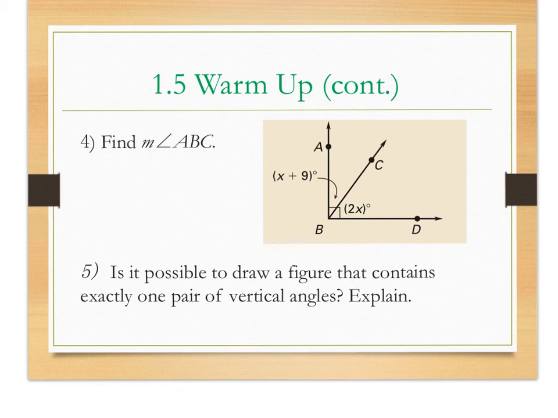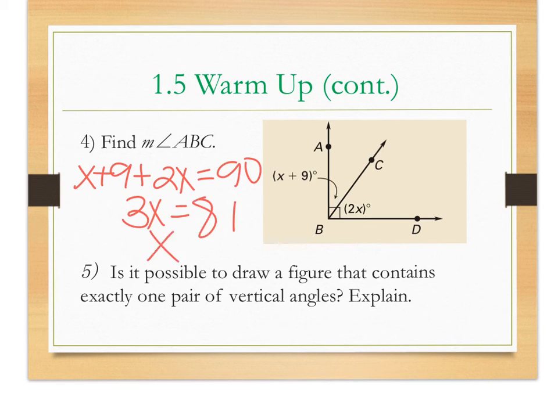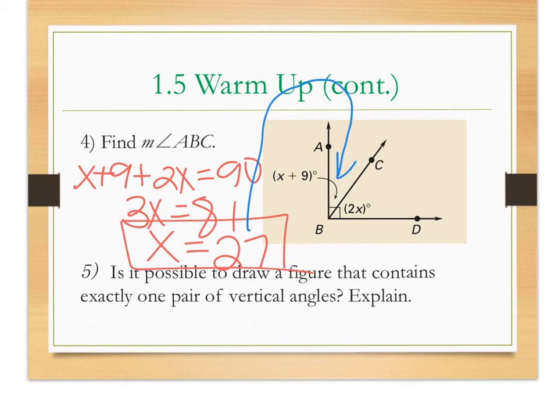Okay. So x plus 9 plus 2x equals 90. 3x would equal 81, and x would equal 27. Okay, that's the x. I take that. I want to find ABC. 27 plus 9, which is 36 degrees.